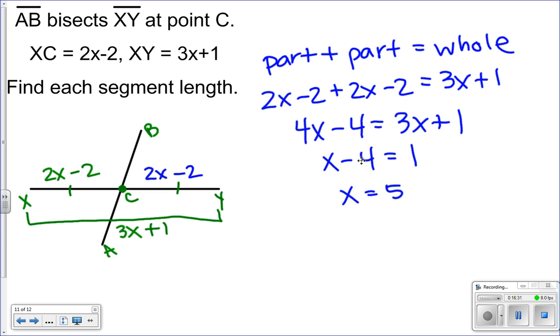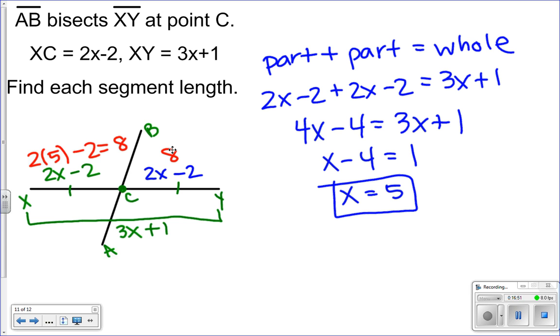Pay close attention to what it asks for every time. So we do want x, that's important. We're going to box that up. But it also wants each segment length. So if I want to find XC, we're going to do 2 times 5 minus 2. 2 times 5 is 10, minus 2 is 8, which means that CY has to be 8 as well.